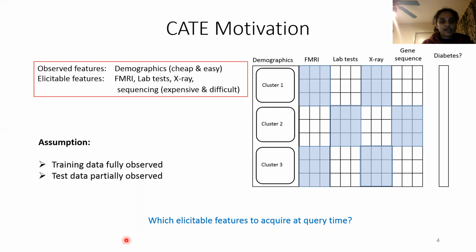We have some assumptions. The first assumption is that the training data is fully observed, which means for training data, both the observed and the elicitable features are available and don't incur cost. The test data is partially observed, which means that at test time, the observed features are available and the elicitable features are not available and they come at a cost.